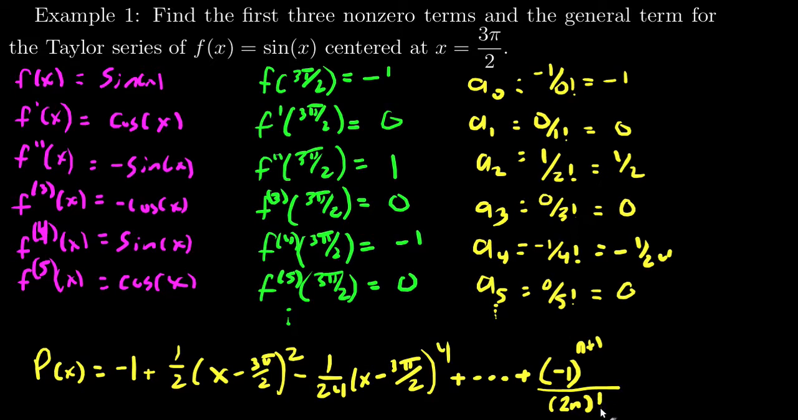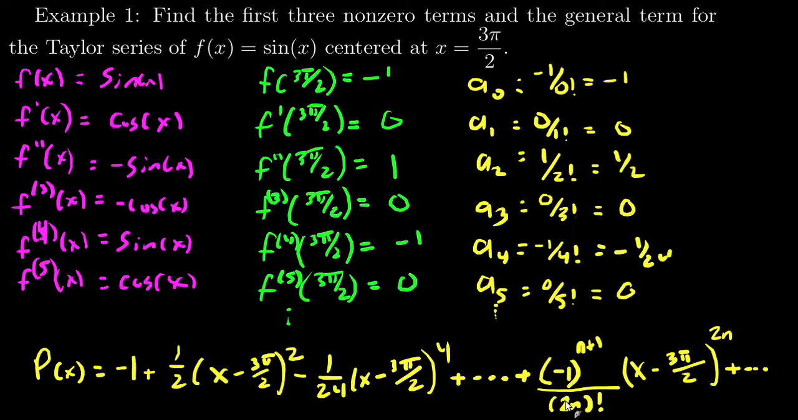2n factorial, and I multiply this all by (x minus 3 pi over 2) to the even power. So that's 2n. And it continues. So just one more time through. The negative 1 to a power gives me alternating. I have n plus 1 instead of n because when n is 0, I want a negative number. So 0 plus 1 is 1. Negative 1 to the first is negative 1.